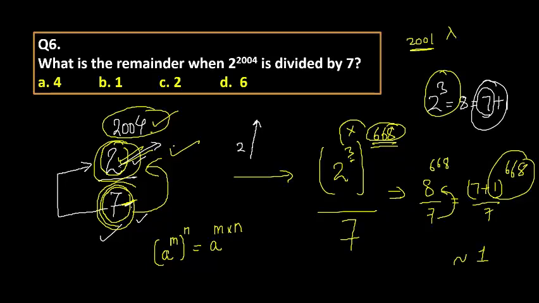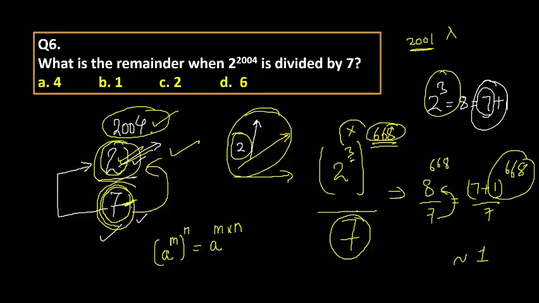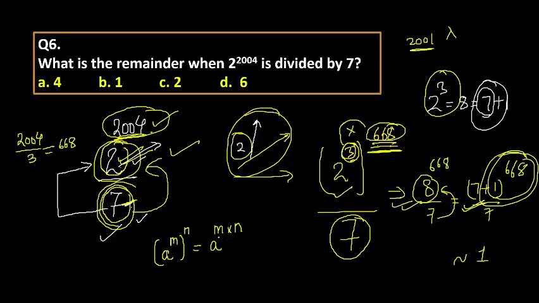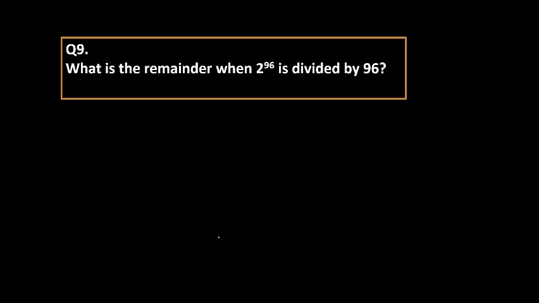but it was 2. So I need to think, what power of 2 will come near to 7. So I should take 8, but 8 is 2 cube. If from this power I am taking 3 here, the remaining power would be 668. How is this 668 coming? We have to divide 2004 by 3, then we will get 668, right? And 2 cube is 8, and 8 can be written as 7 plus 1. Answer is 1 raised to the power this. I hope it is clear. Okay.